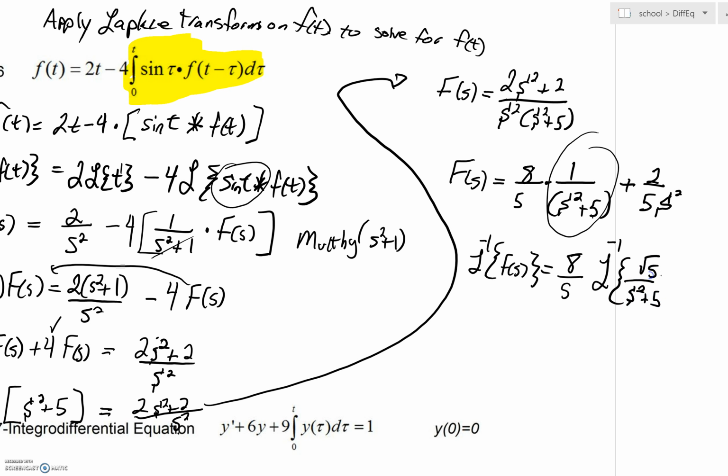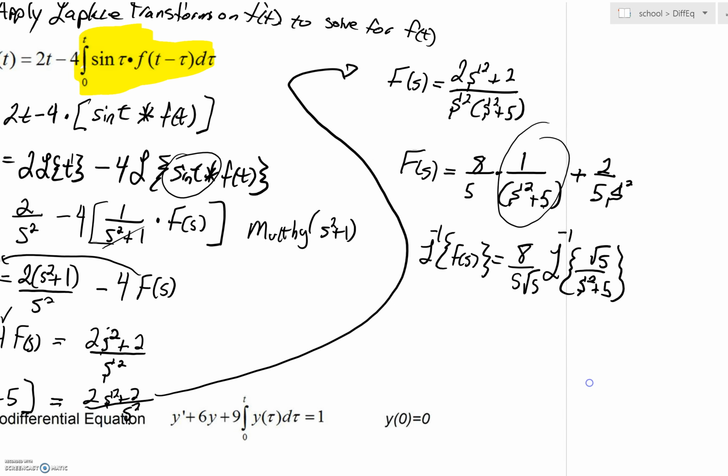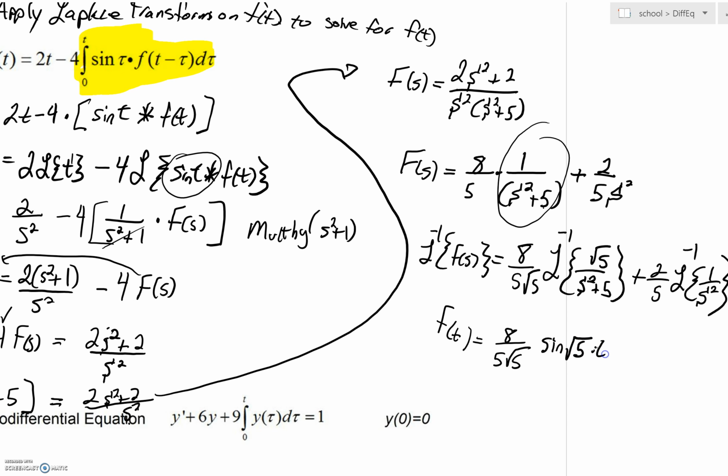That means I need a radical 5 up on top, but then I'm going to have to counterbalance that by putting a radical 5 down below. Here we can say we'll just pull out our 2/5 and do an inverse transform of 1 over s squared. Well, the inverse transform of capital F of s is your little f of t. But here, like we said, hopefully you're noticing that this is actually the sine of kt. So that's the sine of radical 5t.